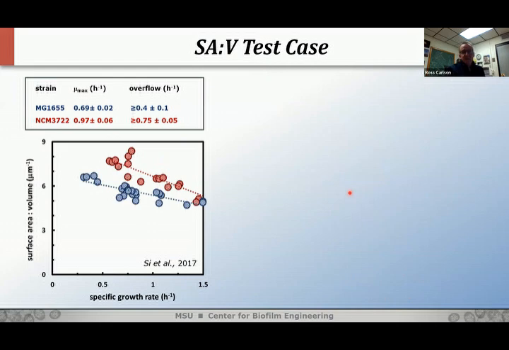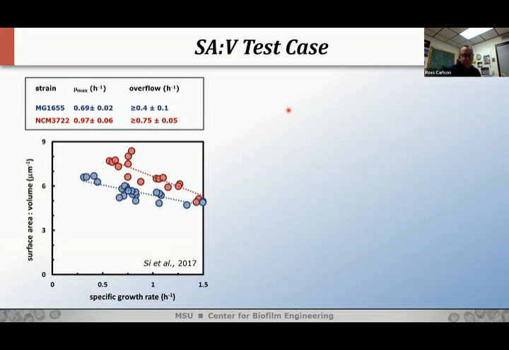And these two very similar strains of E. coli engage in this overflow metabolism at very different growth rates. In fact, this NCM strain switches to an overflow metabolism at a growth rate that is greater than the mu max of MG1655 when these are grown on salts media. So the question is, why are these parameters so much different? The hypothesis that we'll explore today is that it is related to the physical dimensions of the cells.